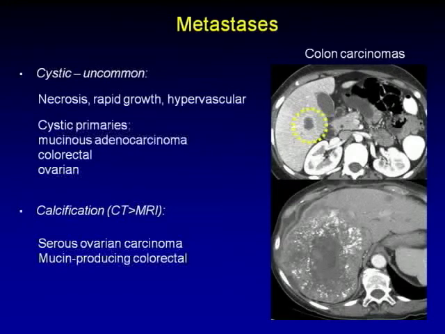And if you see calcifications, you should think of two primaries. Serous ovarian, not mucinous. It's kind of opposite to what you would expect in the colon. And mucin-producing colorectal are the two that show calcification.